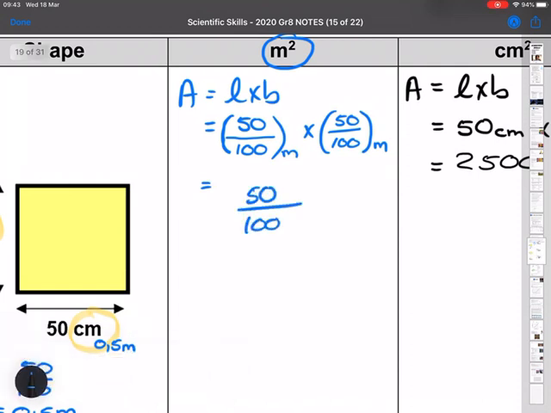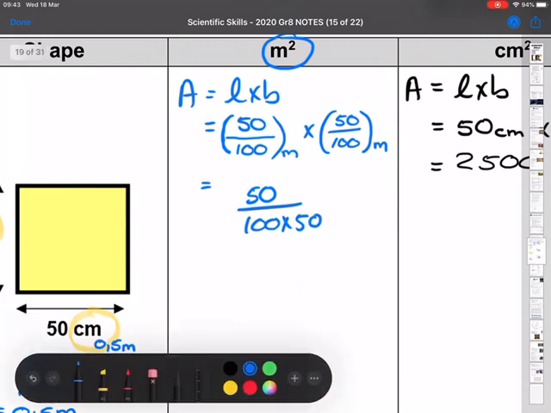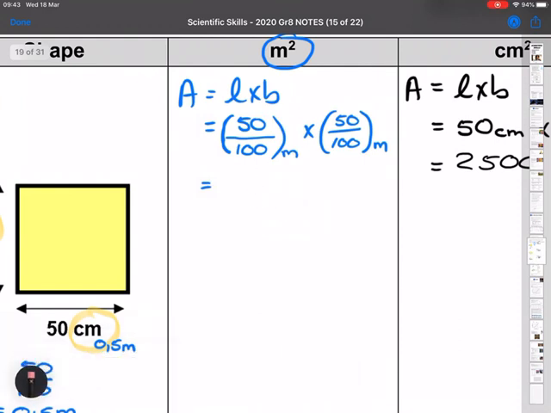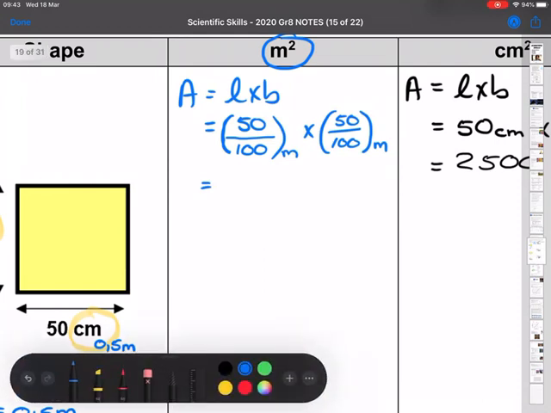50 divided by 100 times 50. So it's very important to type it out exactly as you see it. So open bracket, 50 divided by 100, close bracket, times, open bracket, 50 divided by 100, close bracket, and then only can you press equals.